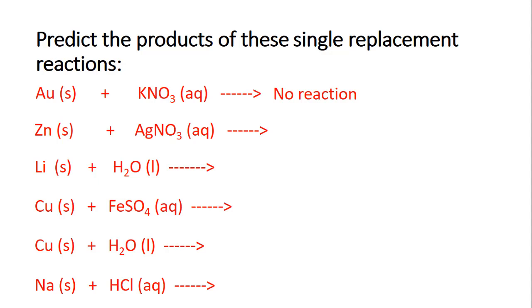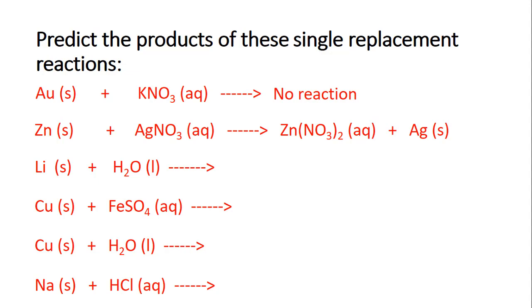The second example involves zinc being added to a solution of silver nitrate. Take a moment, consider whether or not this reaction would occur, and if it does, write the products. If it does not, write no reaction. If you said this reaction occurs, you would be correct. The products are zinc nitrate and solid silver.